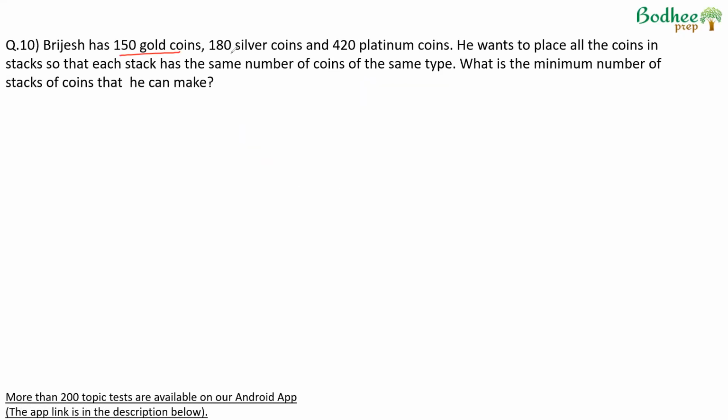Rajesh has 150 gold coins, 180 silver coins, 420 platinum coins. He wants to place all the coins in stacks so that each stack has the same number of coins of the same type. What is the minimum number of stacks of coins that he can make? Each stack has to have the maximum number. The number has to be the same number of coins of the same type.